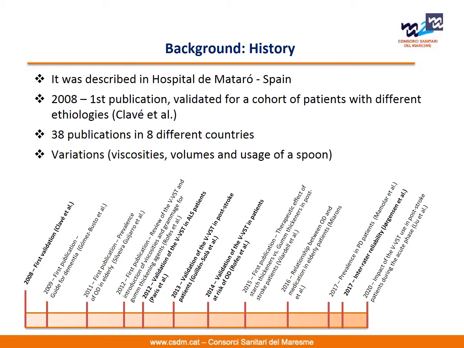Let's start with a bit of history. It was described for the first time in Hospital de Mataró in Spain in 2008, and its first publication is a validation for a cohort of patients with different etiologies. We have found currently 38 publications from 8 different countries. It includes some variations on the test. They change viscosities, volumes, and there's one that uses a spoon instead of a syringe. And here I leave a bit of a timeline with the papers that I found more important, and in bold the validations of the test.